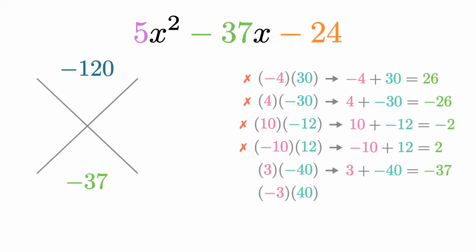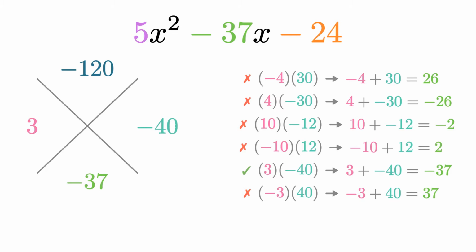And then we'll do 3 plus a negative 40, and that will give us negative 37. So we'll put a check by that because that works. And then lastly, we have negative 3 plus 40, and that'll give us positive 37. So we'll eliminate that as well. So the numbers that we're going to put in the sides of the x are 3 and negative 40. Remember, order doesn't matter, so if you did negative 40 and 3, that's perfectly fine.